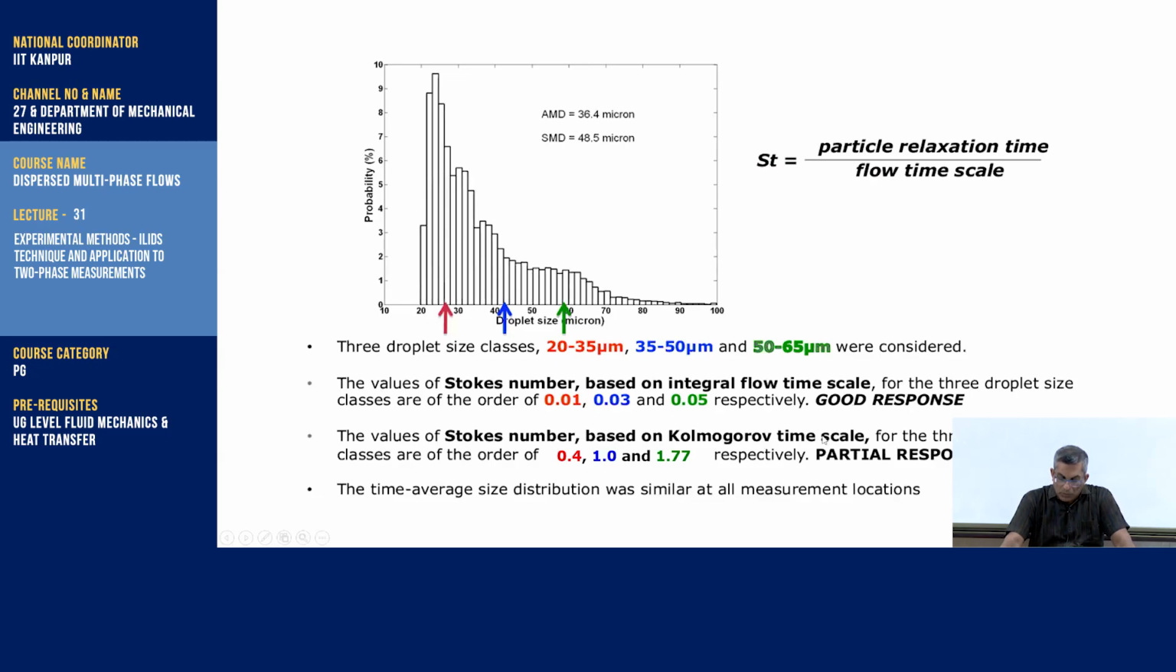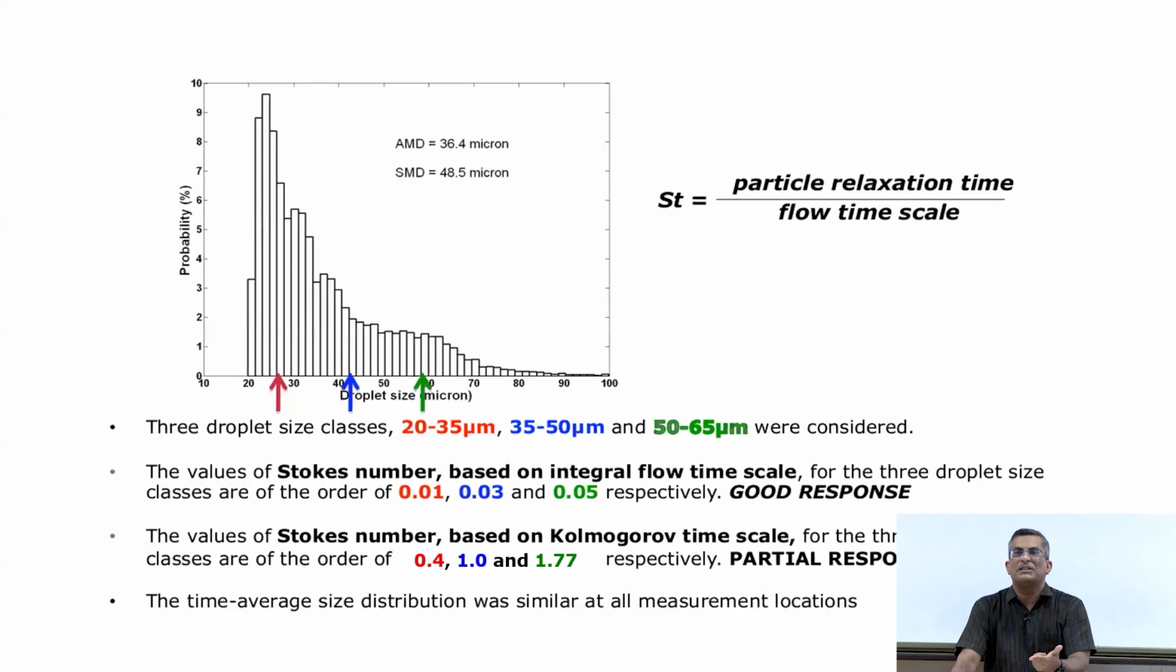You can calculate the Kolmogorov scale. Why? Because you have now measured the gas phase velocity also. Otherwise, you won't be able to do that. So that is the advantage.